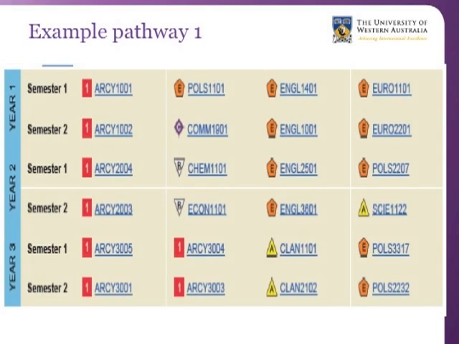And in their final semester, they completed 2 Level 3 archaeology units to complete their major. They completed more Latin, CLAN 2102, and they completed a Level 2 politics unit. And CLAN 2102 is a Category A broadening unit.